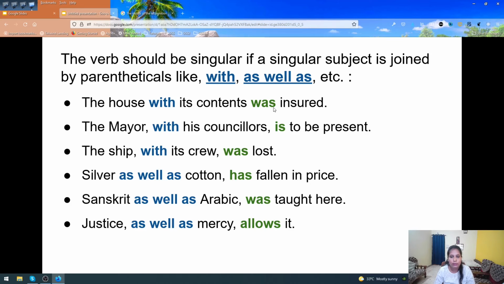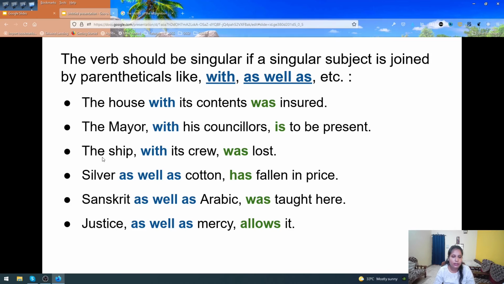And why did we use this? Because here two nouns are connected with the word with. Yes. In the same way, the mayor with his councillors is to be present. Yes. So here mayor and councillors means his officers. So both are nouns and they are connected with this word with. And that is why our verb is singular. We have used IS here. The mayor with his councillor is to be present.